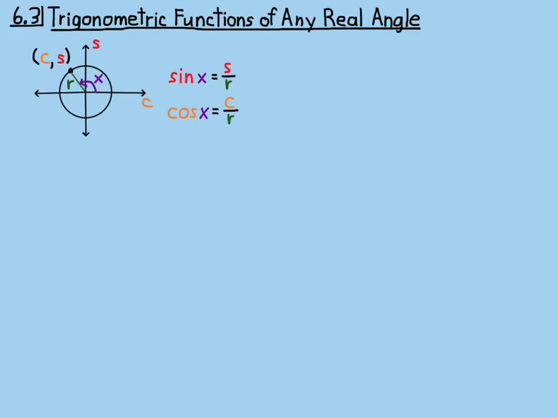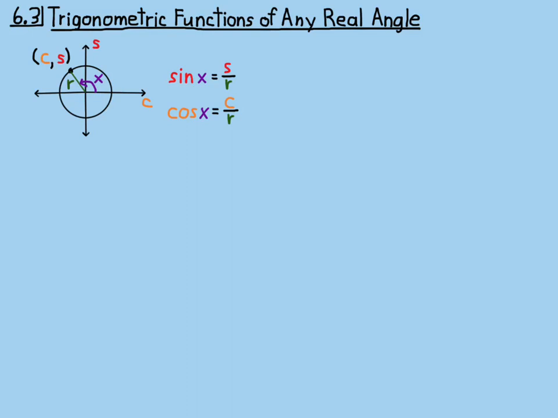Okay, and these are important to remember. Sine x is going to be the s coordinate over the radius, which means if the radius is 1, sine x equals s, right? But if it's not, you have to divide the radius out. So cosine x, similarly, is c over r.